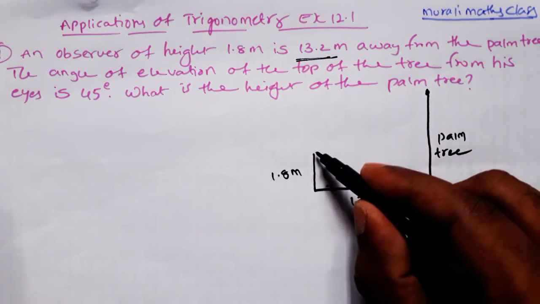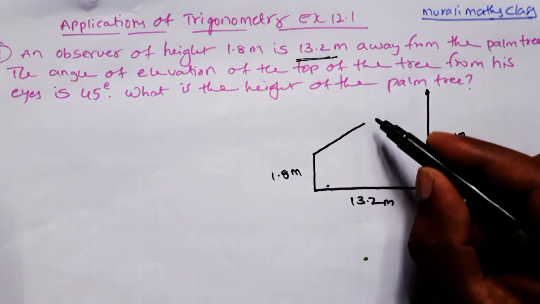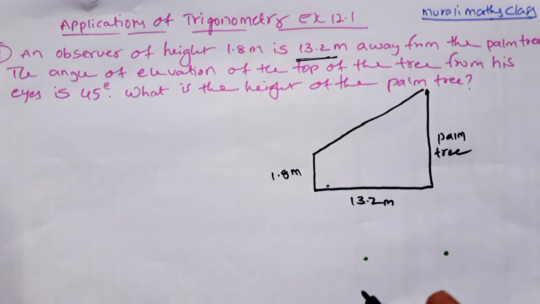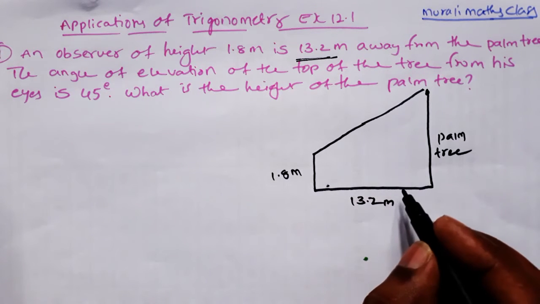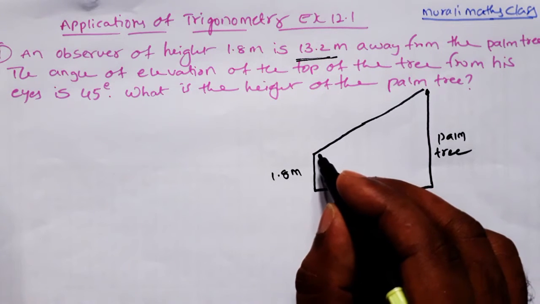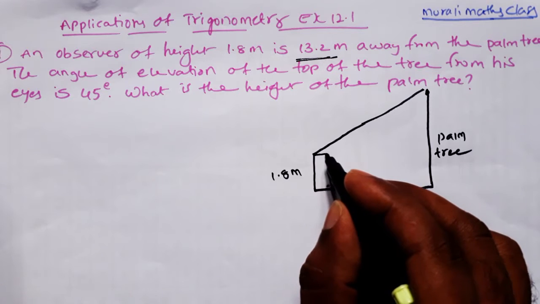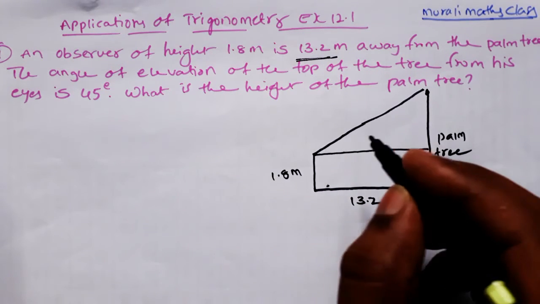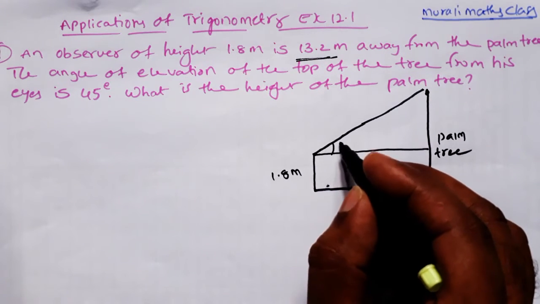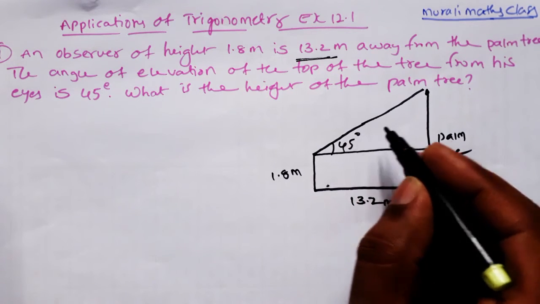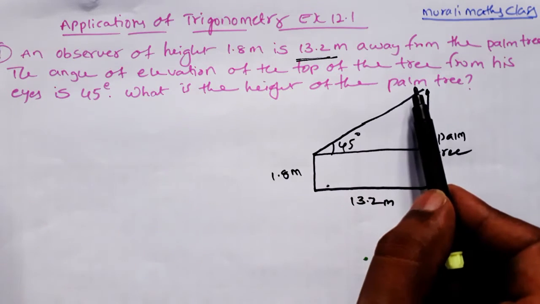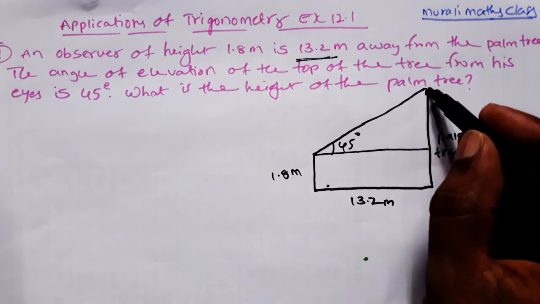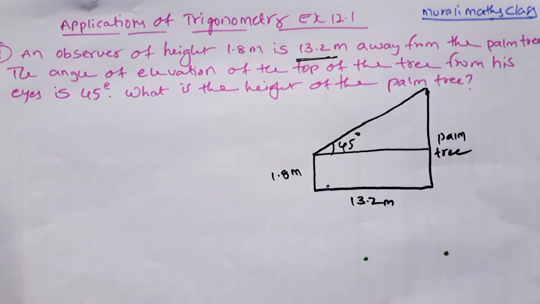So we have to draw like this. So how to mark 45 degrees here? Ground is there, no? For the ground, you draw a parallel line here and mark 45 degrees. That's it. Next, what is it asking? What is the height of the palm tree? So this height of the palm tree we need to find.